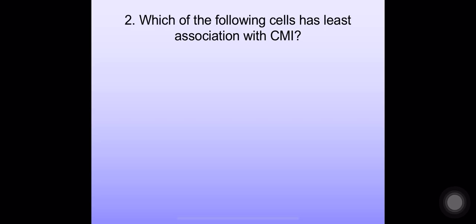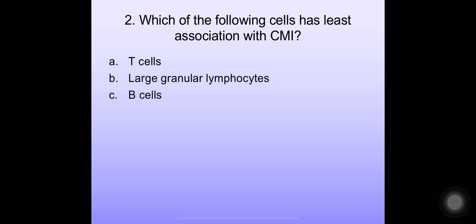Which of the following cells has least association with CMI? T cells, large granular lymphocytes, B cells, and monocytes. So T cells, monocytes, and large granular lymphocytes are actively involved in cell-mediated immunity, while the B cells participate in humoral immunity. So the correct option here is option C, B cells.